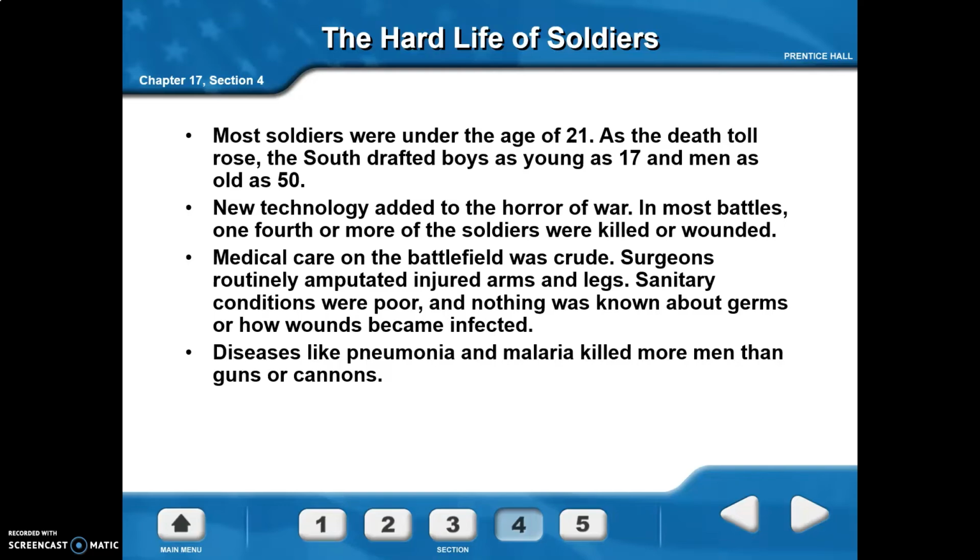And sanitary conditions were poor. Nothing was known about germs or how wounds become infected with not taking care of it. And diseases like pneumonia and malaria killed more men than guns or cannons. More men died during this war because of illnesses and diseases than actual gunfire.